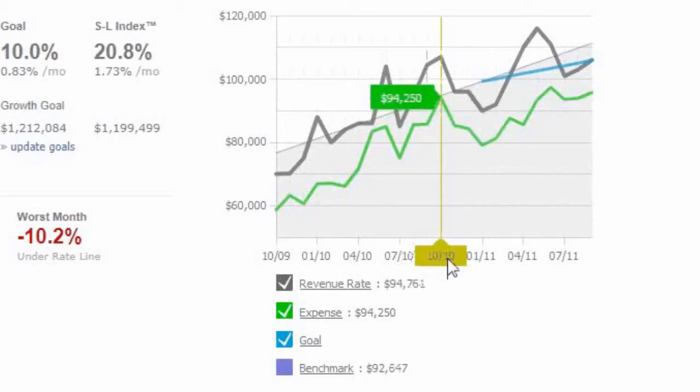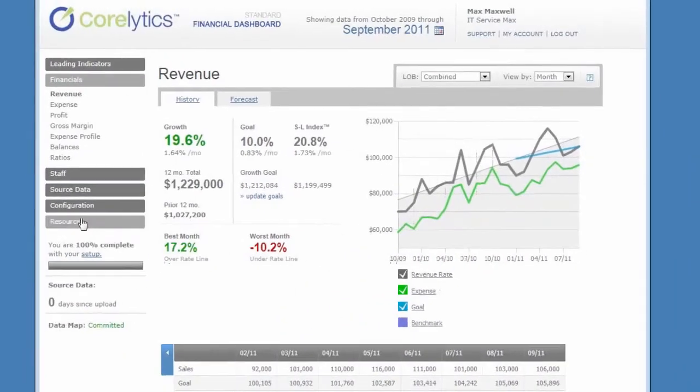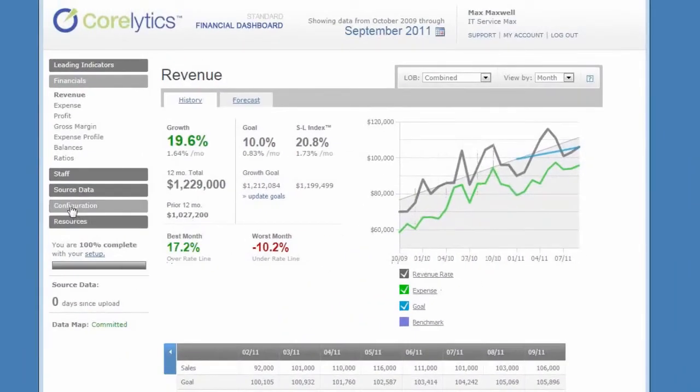So the next time you load data, we pull in the most recent 36 months. The refresh data will get all of those prior period adjustments and pull them into Corelytics and make that happen. There's also, under configuration over here, an adjustments facility where you can actually make adjustments to the numbers in Corelytics if you don't want to make any changes to QuickBooks.